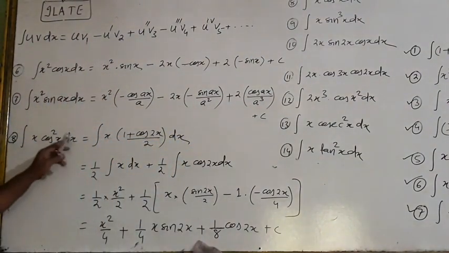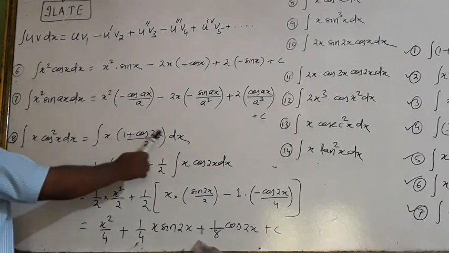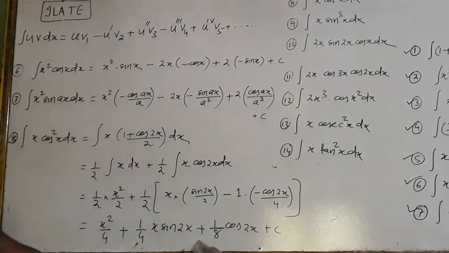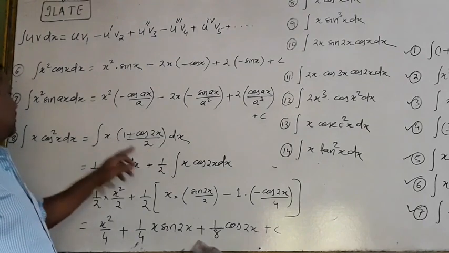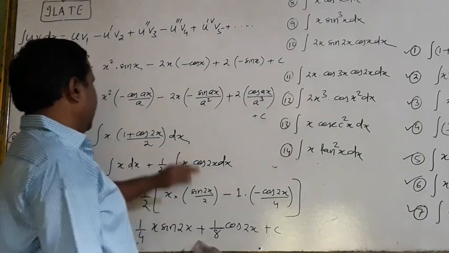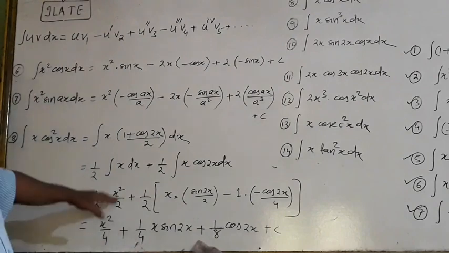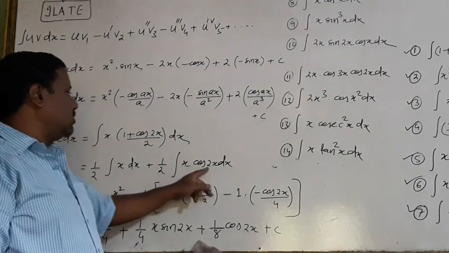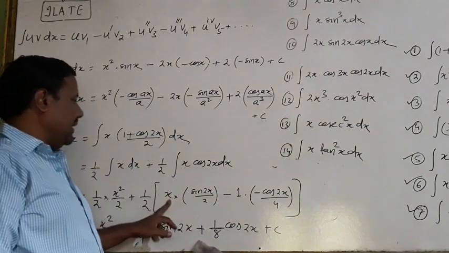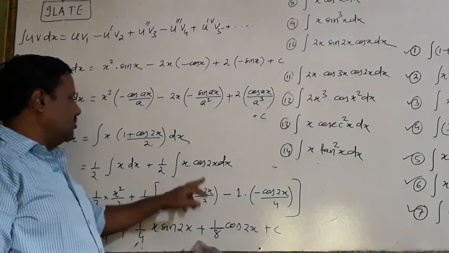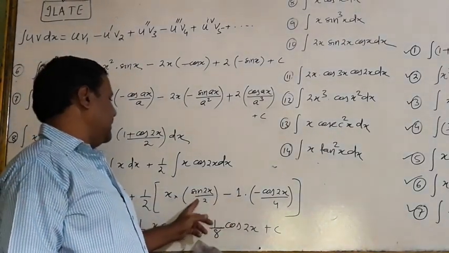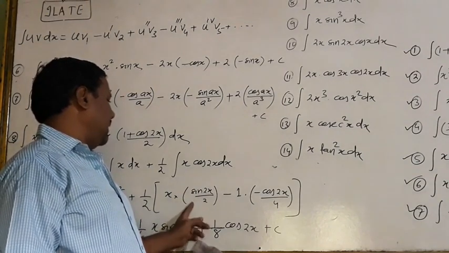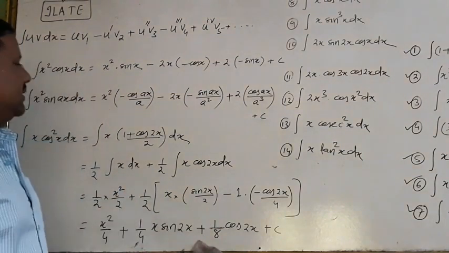Now x cos² x dx. It is x, and what is cos² x? Cos² x is (1 + cos 2x)/2. And here you have to do 1/2 x into 1 into dx plus 1/2 x cos 2x dx. In this part I am doing, it is x²/2 plus 1/2 x cos 2x. X keeping it as it is, the integration of cos 2x is sin 2x/2, minus the derivative of x is 1, the integration of sin 2x/2 is minus cos 2x/4, then opening it. Okay.